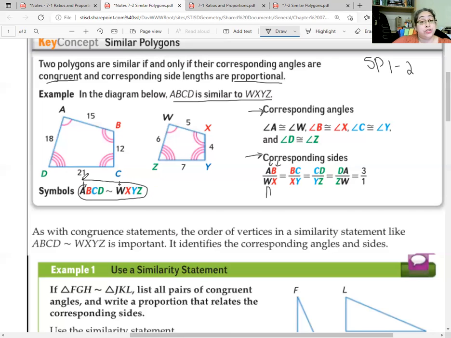Make sure those letters are in corresponding order, and you use the symbol for is similar to. You know how we took the equal sign and we put the tilde on it to make the Mexican equals to stand for congruent? Similar is just take that tilde symbol by itself between the two names, similar to.